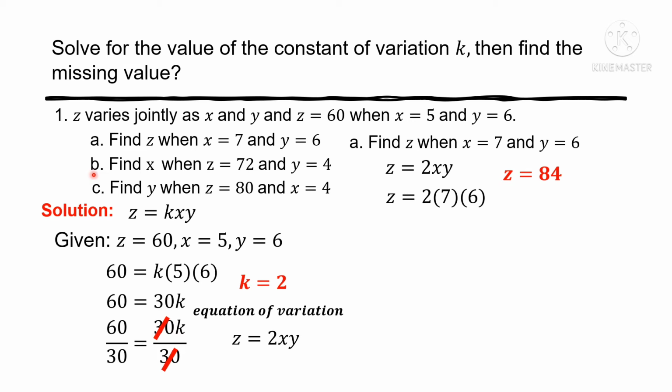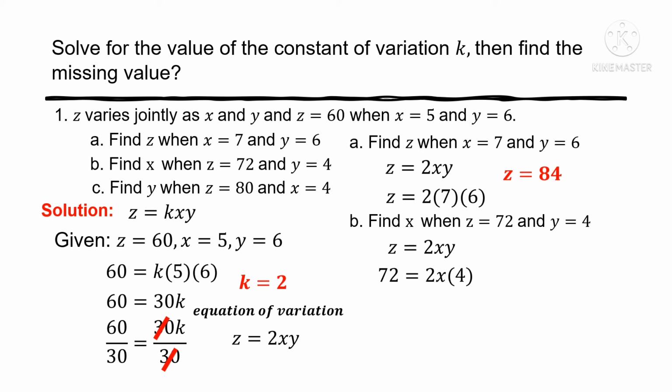Okay, so for letter B naman, find x when z equals 72 and y equals 4. So, ganun din, gagamitin din natin itong pinaka-formula natin or equation of variation. So, yan. Z equals 2xy o 2 times x times y. Ang z natin ay 72, so papalitan natin ito ng 72 at yung y ay 4. Palitan natin dito yung y ng 4.